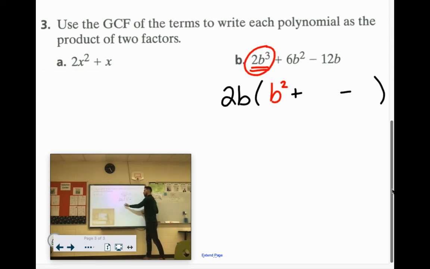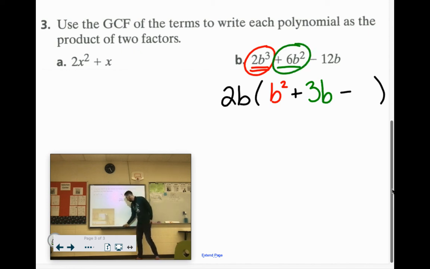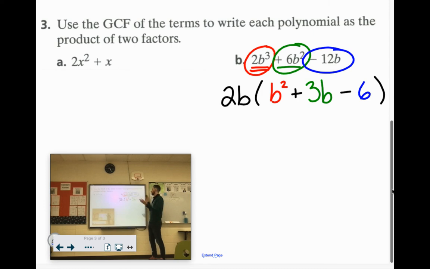I have 2b. I need 6b to the second power. So 2 times 3 would give us the 6. b times b would give us the b squared. And the last one, 2 times what would give us negative 12? Well, that's negative 6. I have a b. I need a b. So that's all handled.